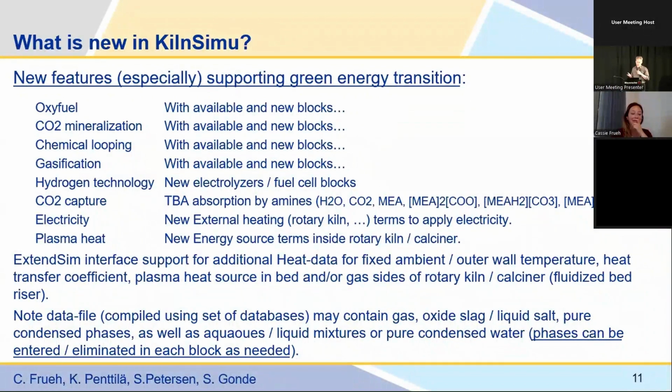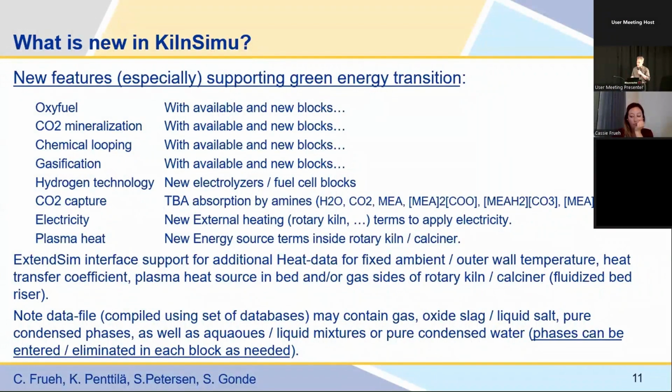Then I have added for the hydrogen technology, a new electrolyzer unit operation. And also I'm working on, this is kind of a demo model, an absorption tower for CO2 absorption by amine. And I have built a chemical data file for that. And of course there are, I mean, maybe dozens of different kinds of amines that you can use. And also, because electrification is something that's been studied, now it's also possible to use external heating with the rotary kiln and the calciner.